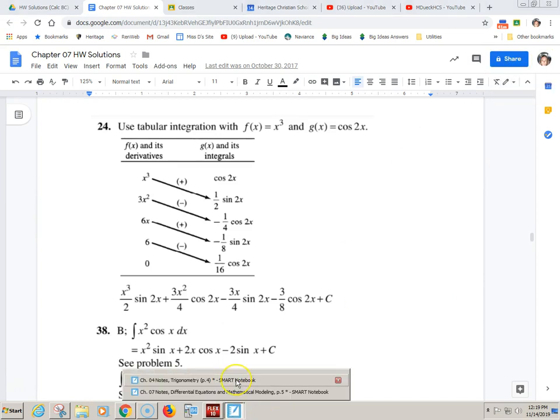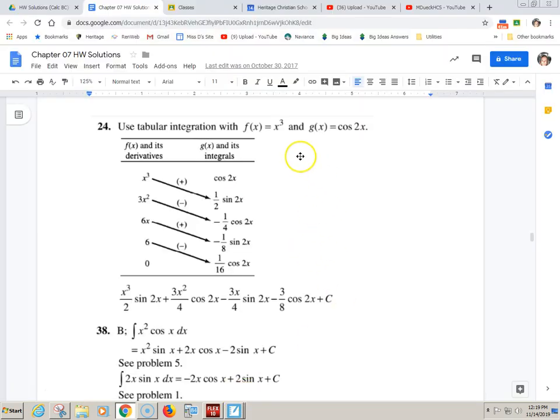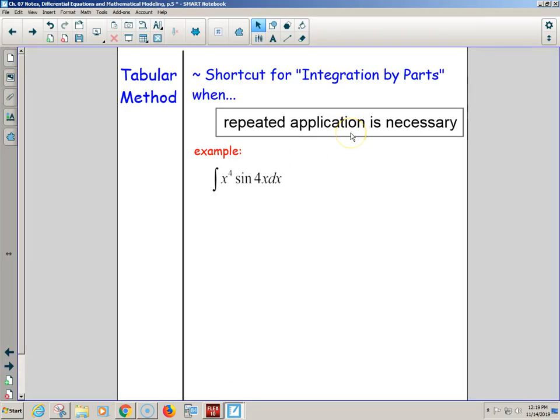Okay, pause. Keep your homework spirals just as they are, but let's go peek at notes real fast. What's in common between my example, x to the fourth sine of 4x, and this example, x cubed cosine of 2x? What's similar? Keep your homework spirals right where they are. You guys are awesome. You know it. We're going to keep grading, but notes. Let's pause and talk about tic-tac-toe.